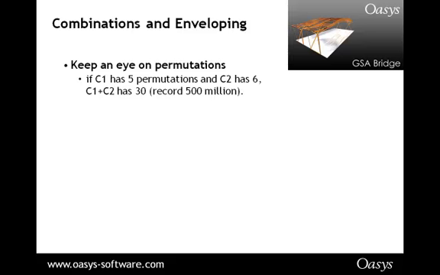Be careful with the combinations. If one combination has 5 permutations, another has 6, and you envelope these, that's 30 permutations that GSA has to work out. We have seen models with 500 million permutations. If you want to analyze that, you might need to go away and make a cup of coffee or something.